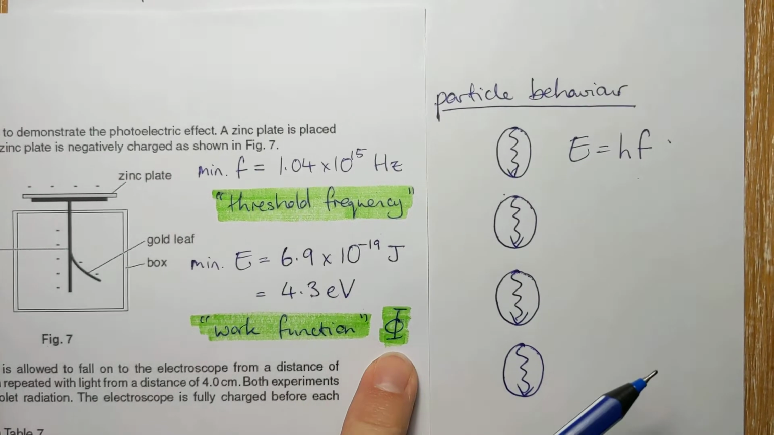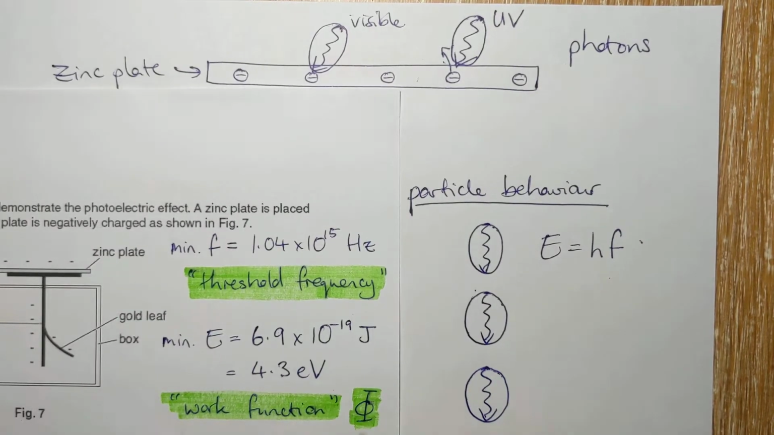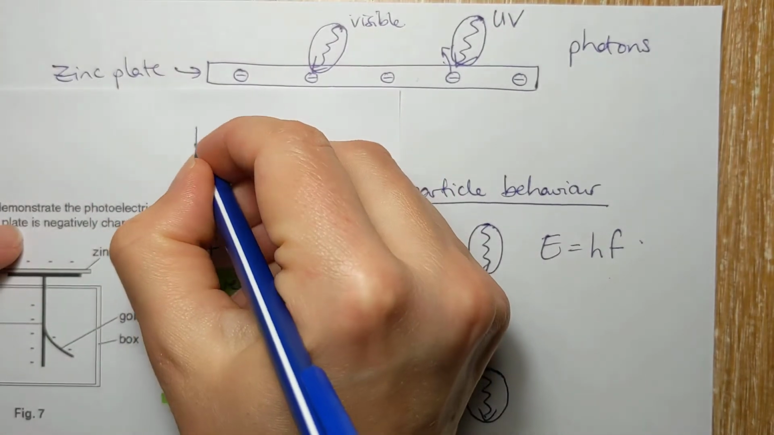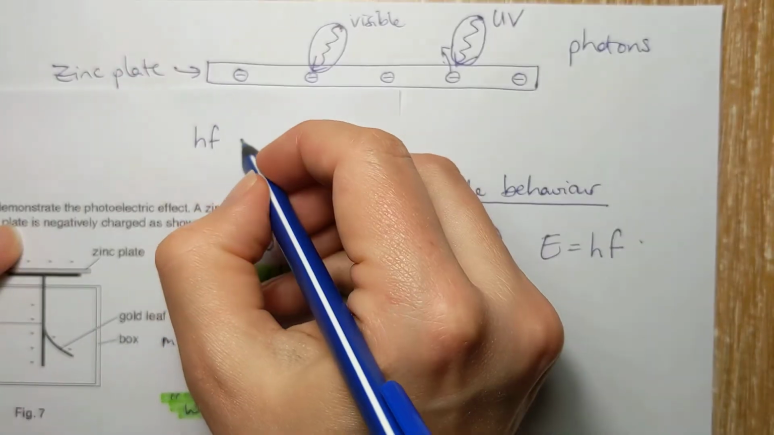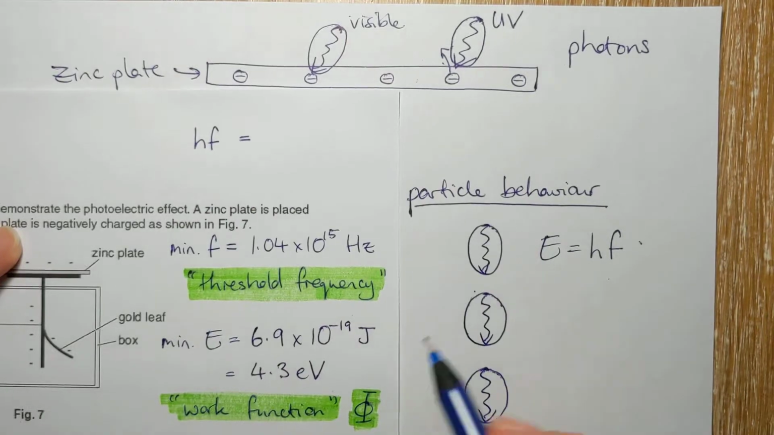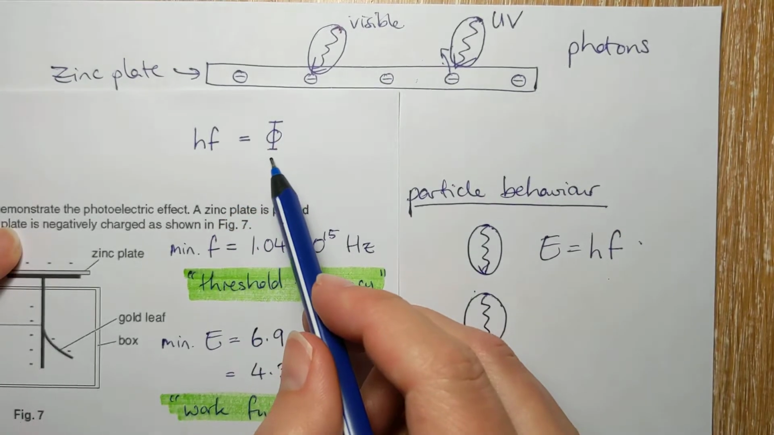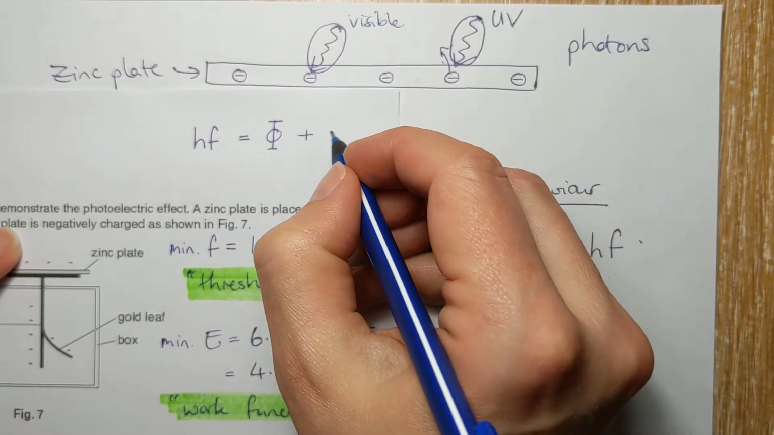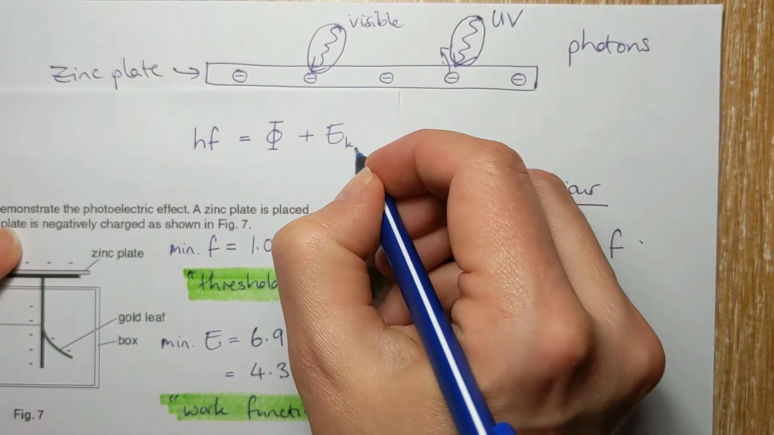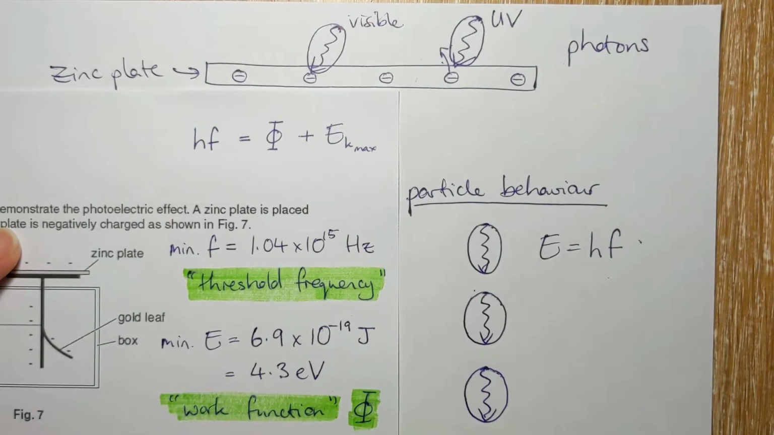Now the work function has its own special symbol there, and so now we can say that the energy provided by the photon, some of it's going to be used by the electron to escape the metal, and that's how much energy is going to be used to do that. And then any that's left over will be the kinetic energy of the electron.